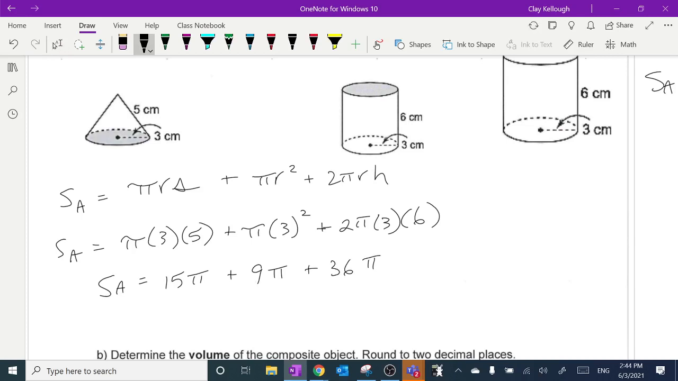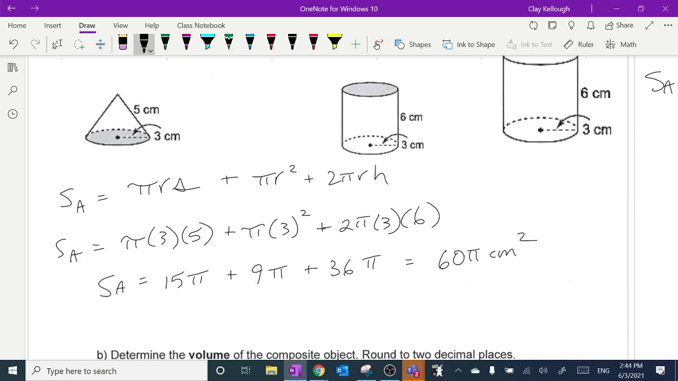So think of those like they're x's. 15x plus 9x plus 36x. 9 plus 36 is 45, 55, 60. This is equal to 60 pi centimeters squared. And if I wanted my answer in terms of pi, that's perfectly good.